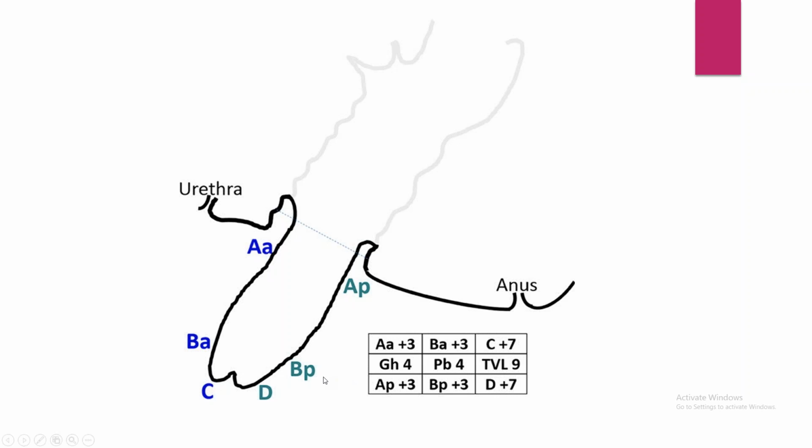Now what is this? Whether it is a uterine prolapse or vault prolapse. It's a uterine prolapse, because both C and D are there, that means it is a uterine prolapse. If only C is there, that means it is a vault prolapse.